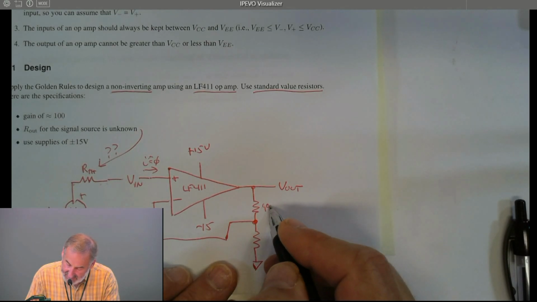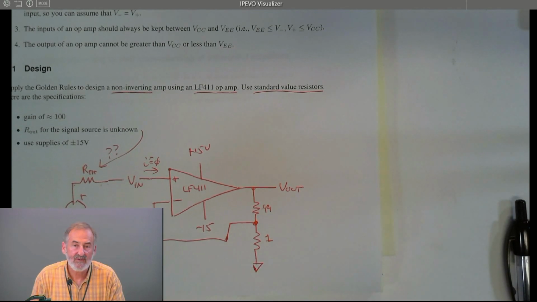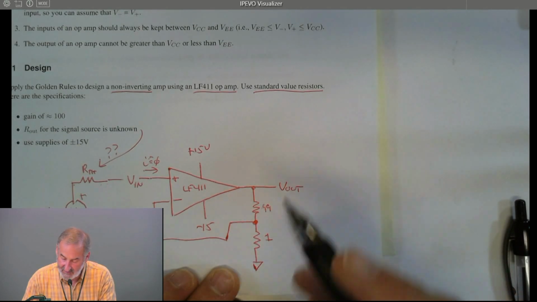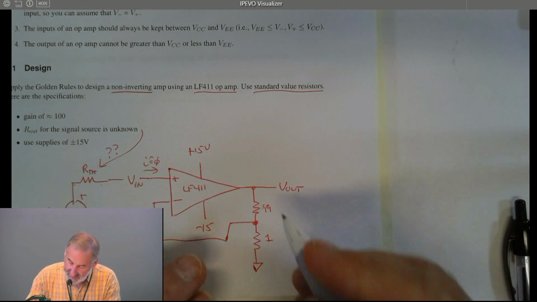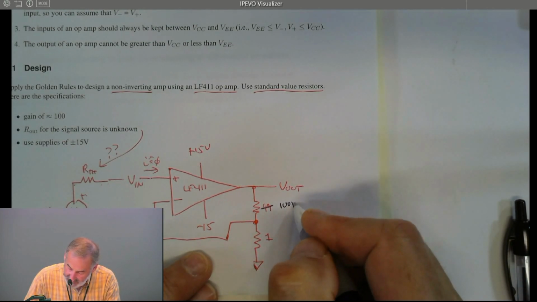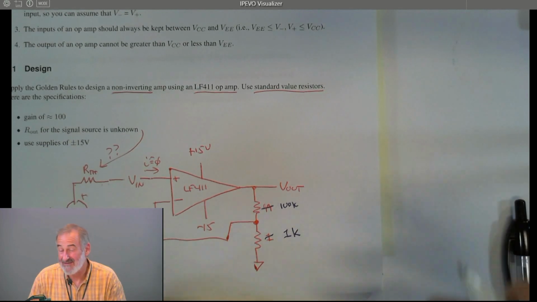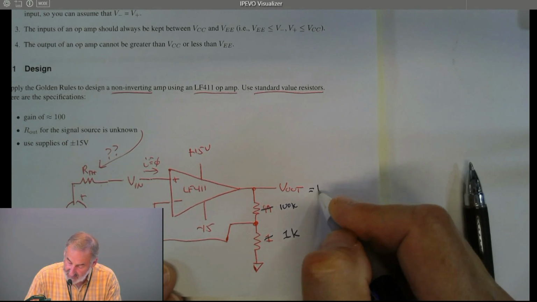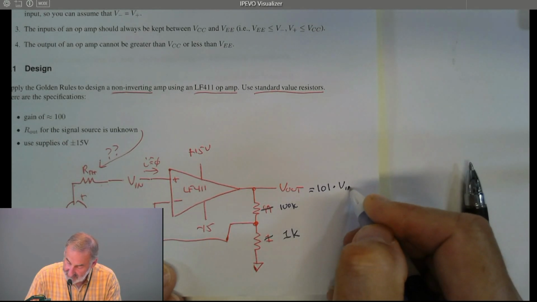That means that we need a 99:1 ratio, because we want this to be 1/100th of this voltage, and these voltages are going to be proportional. Well, we don't have a 99:1, but we have a 100K and a 1K. So that's going to give us a gain of 101. That's a 1% error. That's good enough in this class since we accept up to a 10% error. There's not much you can do about it. There's no way with our standard resistors to get exactly 99:1. 100:1 is as good as we're going to get. So V_out equals 101 times V_in.